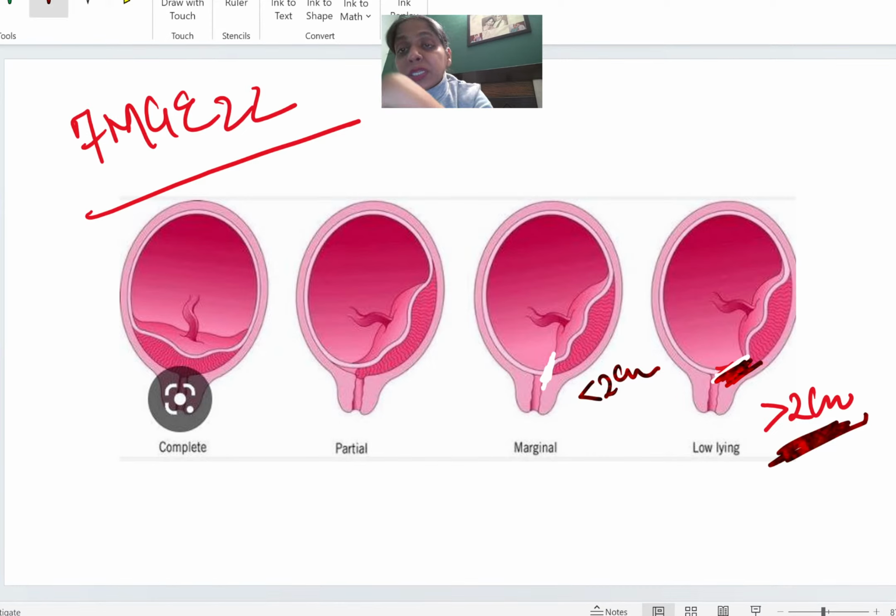This was the image in the last FMG exam. The expected image in these exams is marginal. The one which is not covering the os, even slightly, and is less than 2 centimeter. Because if it is more than 2 centimeter, then it will be low lying placenta.